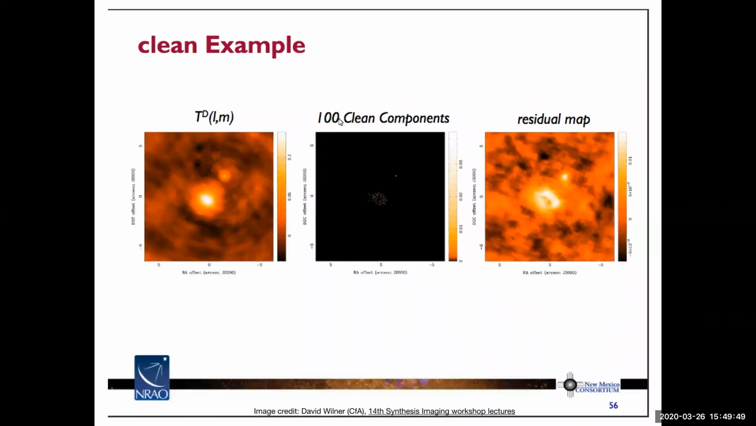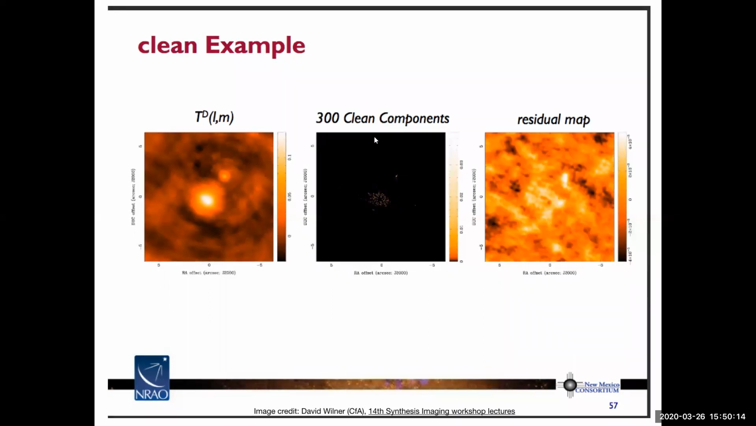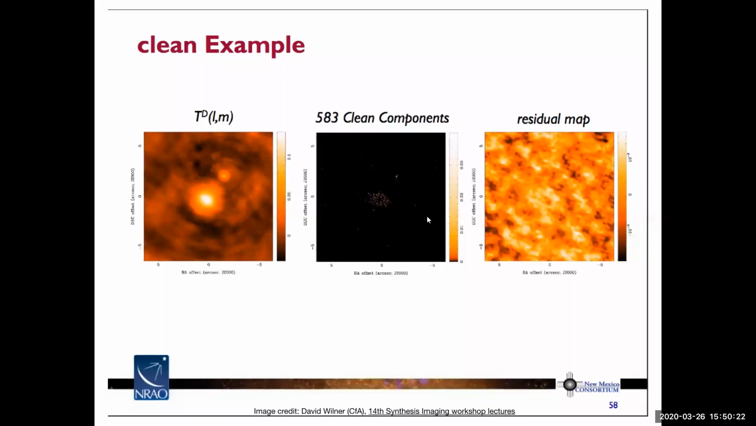Now it runs a bit longer, up to 100 clean components, and it's picked up a lot around this larger source now. There's a lot more structure around it. The residuals have dropped to 0.01, so they're now a tenth of the original peak. And you're starting to see we're getting closer to the noise level here. After 300 clean components, there's basically no structure left in the residual. It's almost pure noise now. And by about 500 odd, this is completely noise-like.